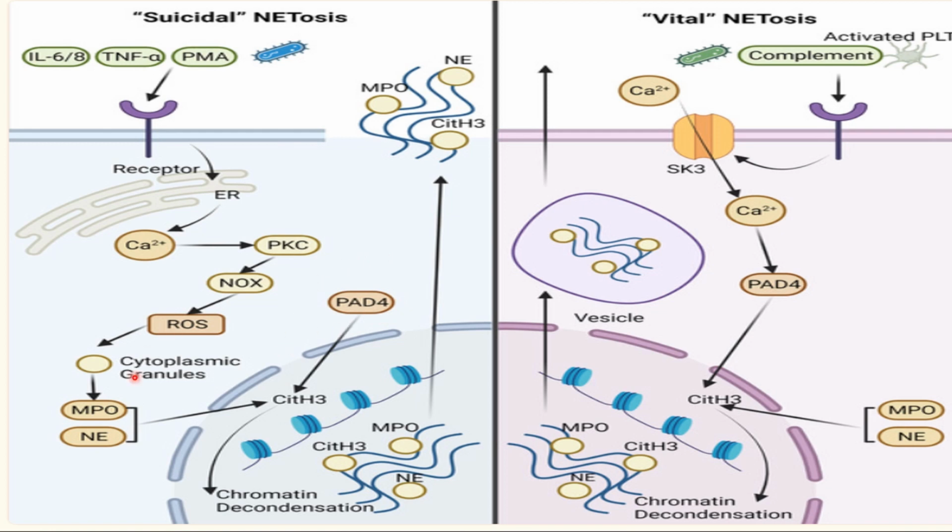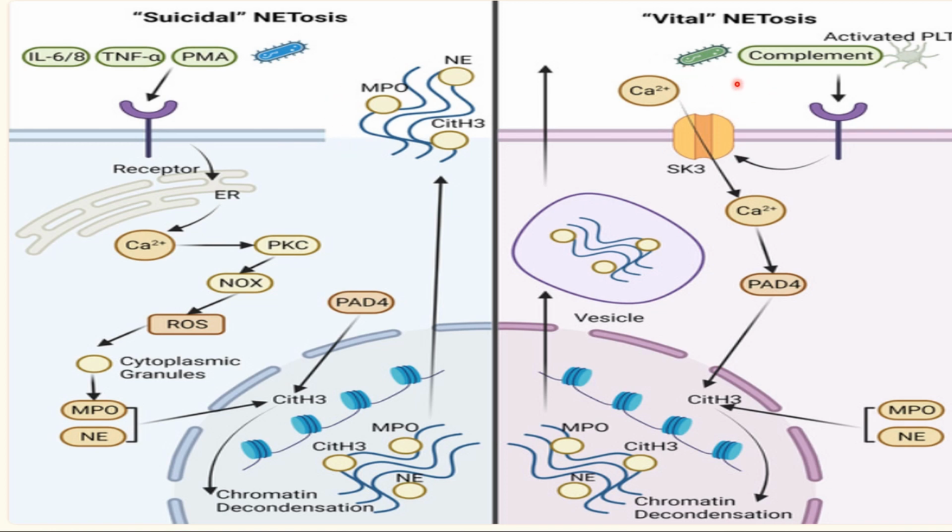This PAD4 plus neutrophil enzymes will go inside the nucleus and make citrullination of histones and decondensation of the chromatin, and then this chromatin, covered or decorated with many enzymes like myeloperoxidase and neutrophil elastase and citrullinated histones, will go through nuclear pores and then cell membrane pores to go outside and form the extracellular traps or nets, completing the formation of netosis.